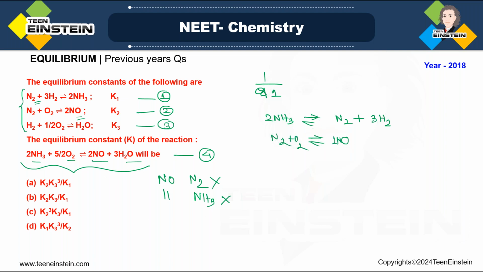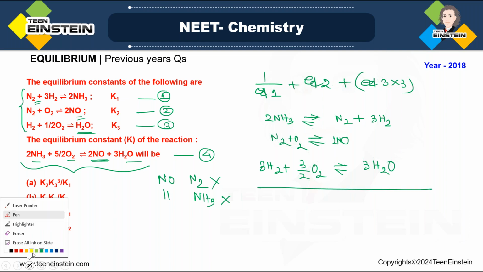2NO, we require 2NO on the right hand side. So if we write it in this way, it is okay. And the last one, you need H2O. And here H2O 3. That means you have to multiply this equation with 3 so that you can get 3H2O on the right hand side. So equation 2 directly we have written, and equation 3 is multiplied by 3. So when you do so, it is 3H2 plus 3 by 2 O2, and on the right hand side it is 3H2O. Now if you add all these equations, what will you get?